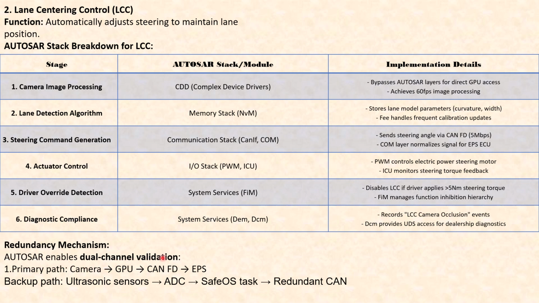AUTOSAR enables dual channel validation. The primary path is camera, GPU, CAN FD and EPS. The backup path is ultrasonic sensors, which comprise the ADC, the safe operating system, and the redundant CAN. In case you don't understand these things, once you understand AUTOSAR very clearly, all these things will automatically fall into place.